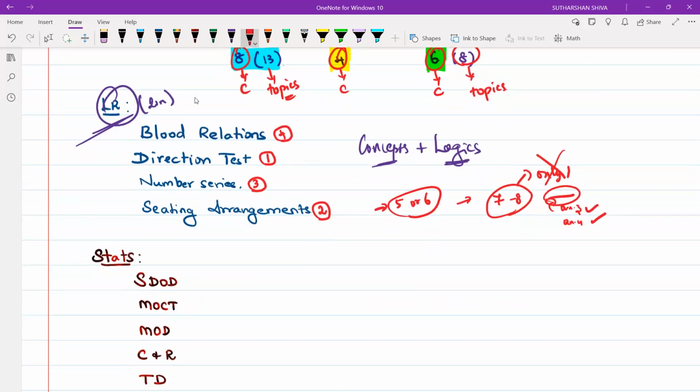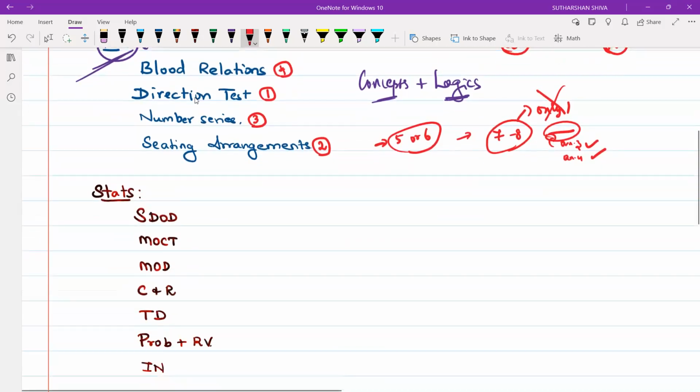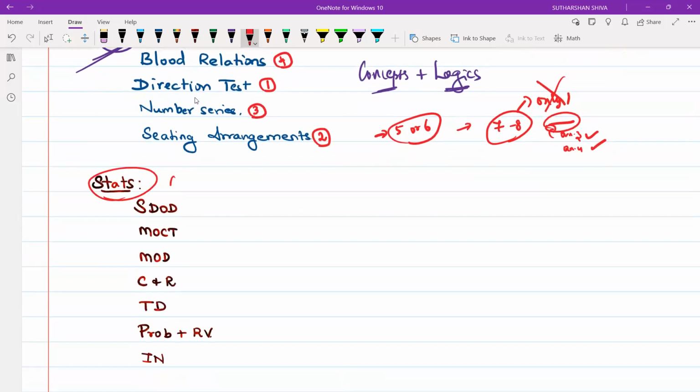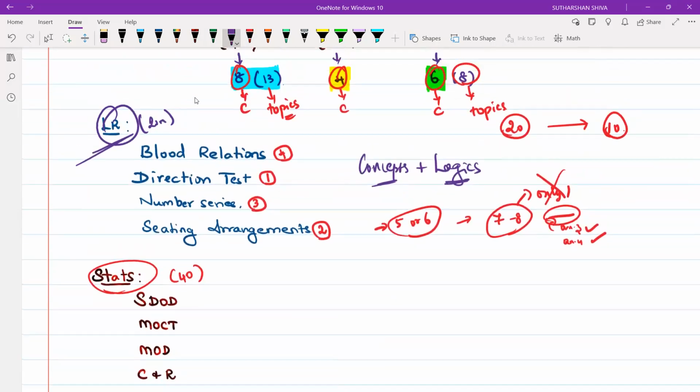Logical reasoning, 20 marks guaranteed. So in this 20 marks, our target is only 10 marks. Next, coming to the statistics part, which is going to be for 40 marks. And one more thing, in this 20 marks, sometimes blood relation can be tested.